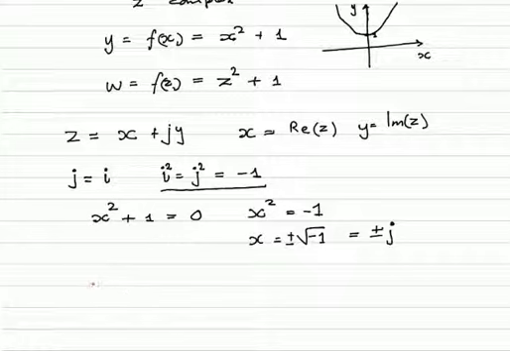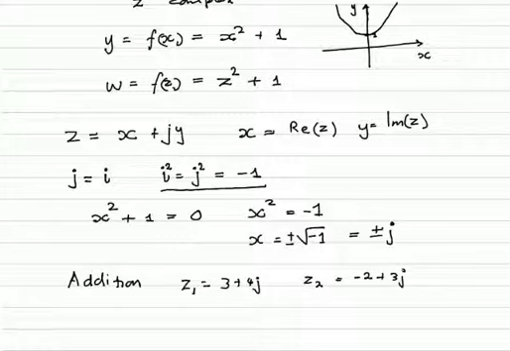So let's start with addition. Just recapping addition. Let's say we've got two complex numbers, z1 equals 3 plus 4j, and z2 equals minus 2 plus 3j. If you look at these complex numbers carefully, you will see that they've got two parts, the real part and the imaginary part. So in adding these numbers, we've got to add the corresponding parts.